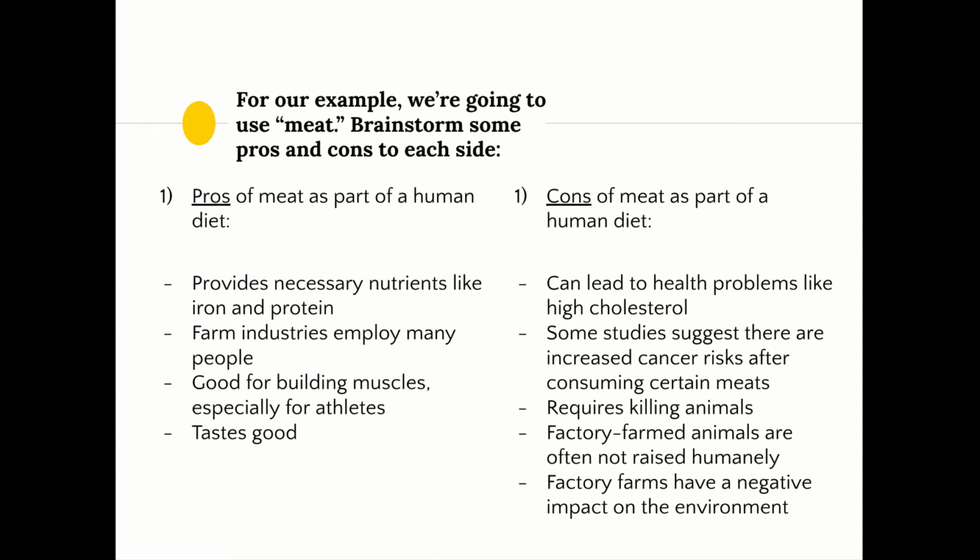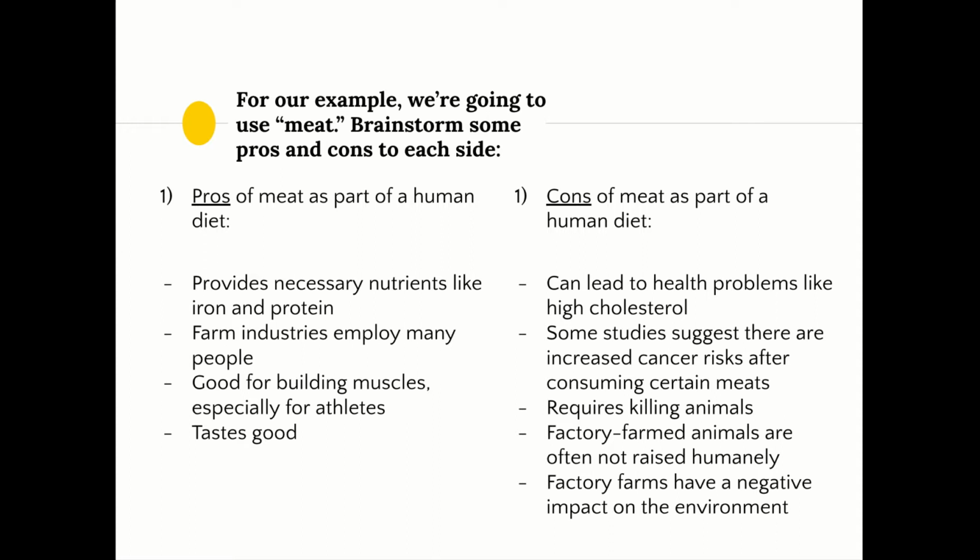Those who want to argue against meat as part of a human diet could point out how it leads to health problems like high cholesterol. Some studies say there are increased cancer risks after consuming meat. It requires killing animals, and those factory-raised animals are often not put in humane environments. And those farms, for various reasons, can have a negative impact on the environment.